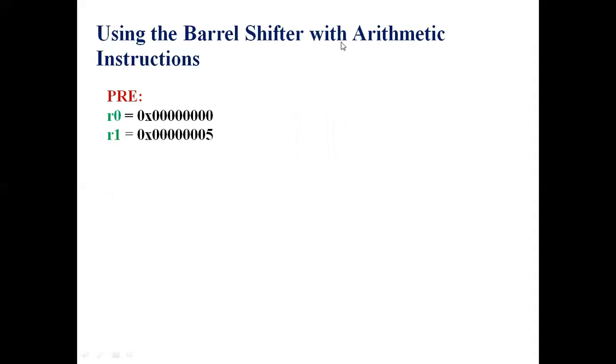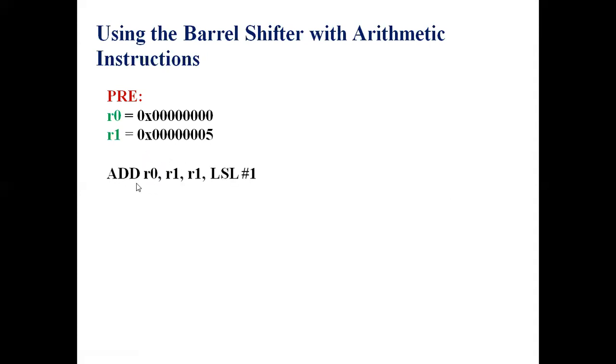Using the barrel shifter with arithmetic instructions. This is the precondition: the content of R0 is 0 and the content of R1 is 5, before executing the ADD instruction.